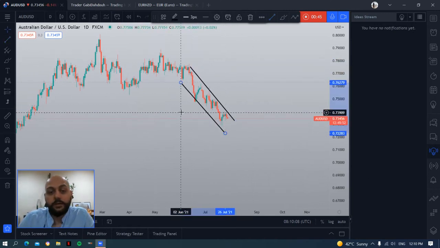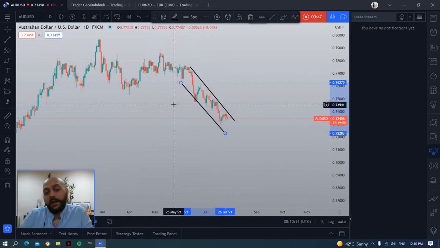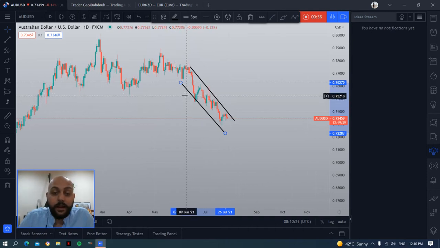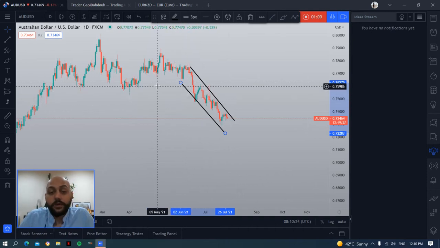That's the channel. So that's the first thing that I like to look at, which is which way the market is actually heading. Like, is it going up? Is it going down? Because that gives us a lot of information on how to trade. So the second thing that I like to look at is support and resistance areas in different scenarios.